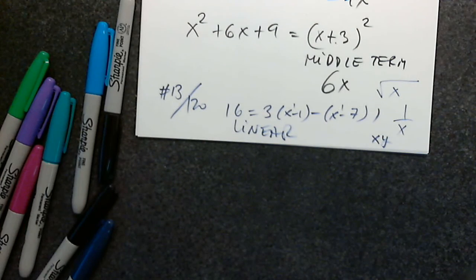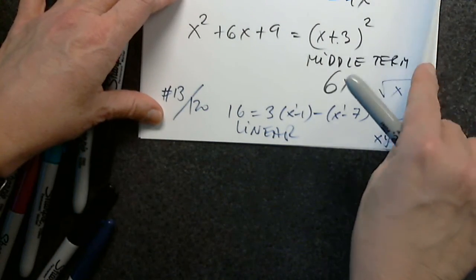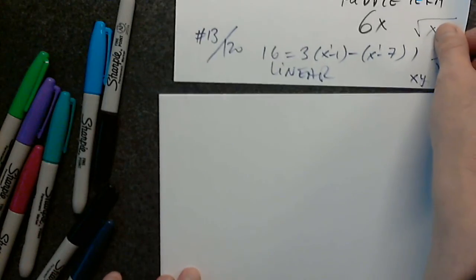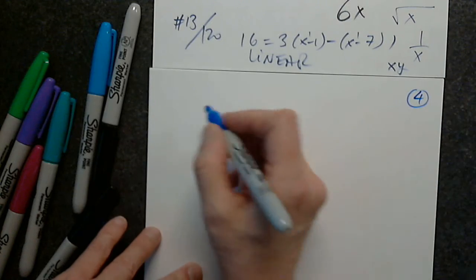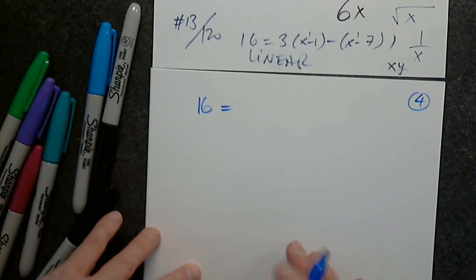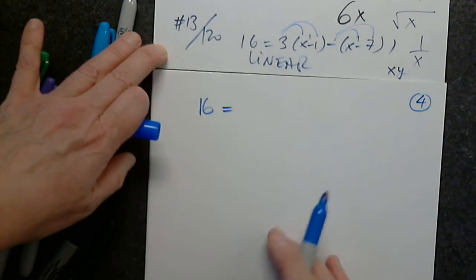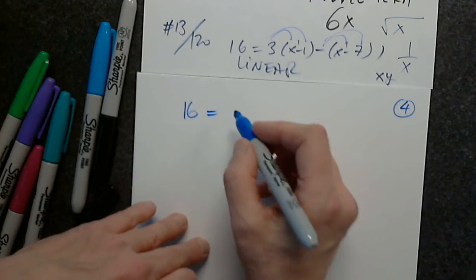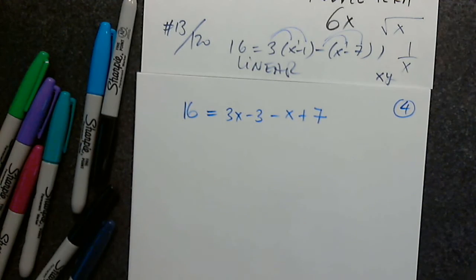How do I solve such a linear equation? First I have to eliminate parentheses, that's my first step. So this is 16 equals, we distribute 3 to 2 terms and negative 1 to 2 terms. So then we have 3x minus 3 and minus x plus 7. So let's think for a moment and you tell me if this is clear. Clear.